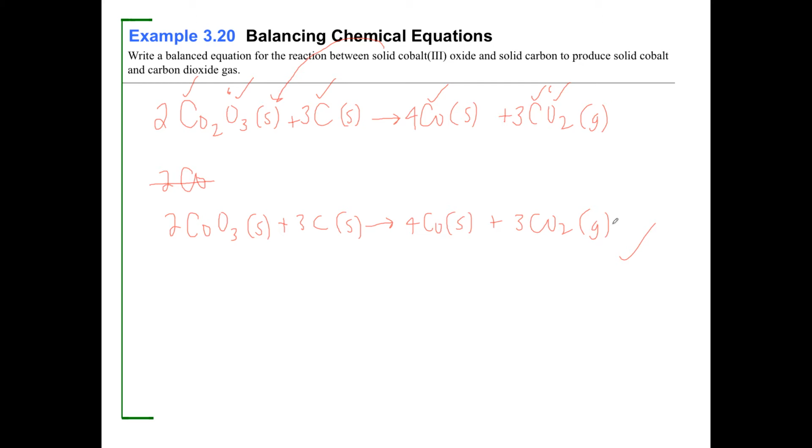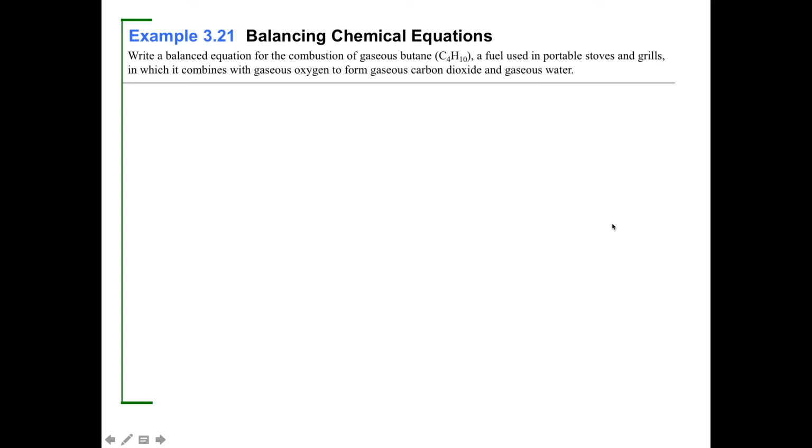Example 3.21, which is also on the same page, I think. 3.21 on page 109. Write a balanced equation for the combustion. All right, so if it's combustion, it's going to be something combined with oxygen of butane, C4H10. There's the state, combined with oxygen gas, to produce carbon dioxide plus water.